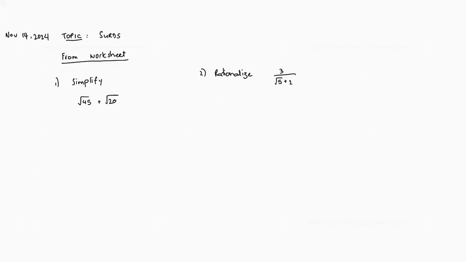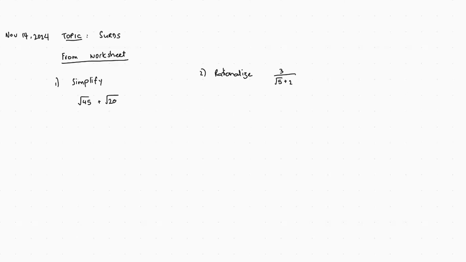Hi everyone. So today we want to look at surds, and the question comes from the worksheet that I sent to you today, November 14th. I gave it to some of my kids in class. So square root of 45 plus the square root of 20, or said differently, root 45 plus root 20.